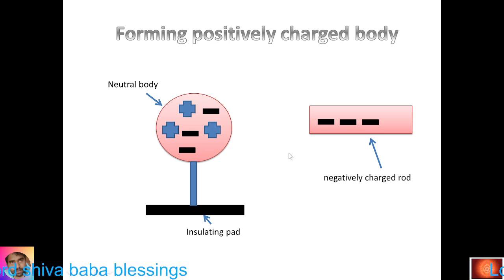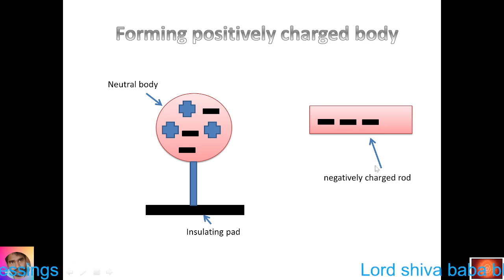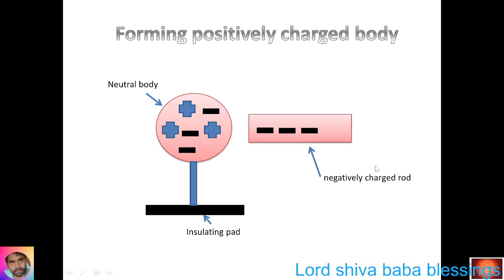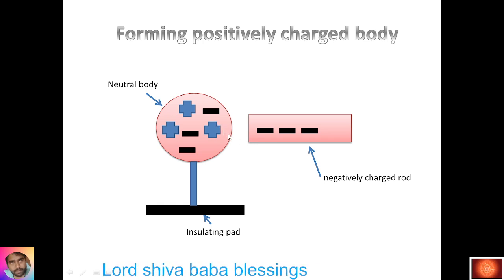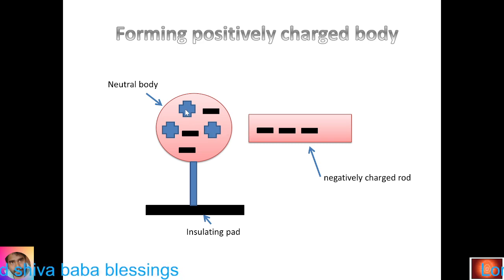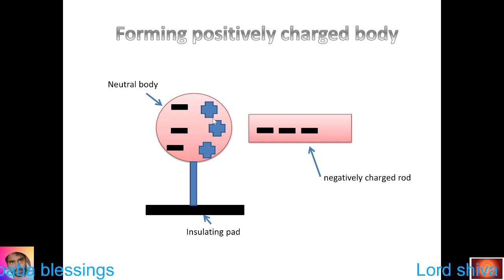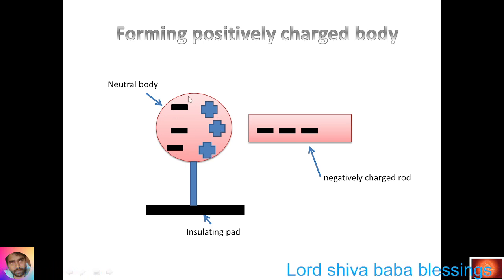So now we need to bring a negatively charged rod. When we bring this negatively charged body, what happens? Again, due to the property of charges, the unlike charges would be attracted and like charges would be repelled. So this brings positive charges on one side and the negative electrons on the other side. So still the body is not charged, it is only polarized.